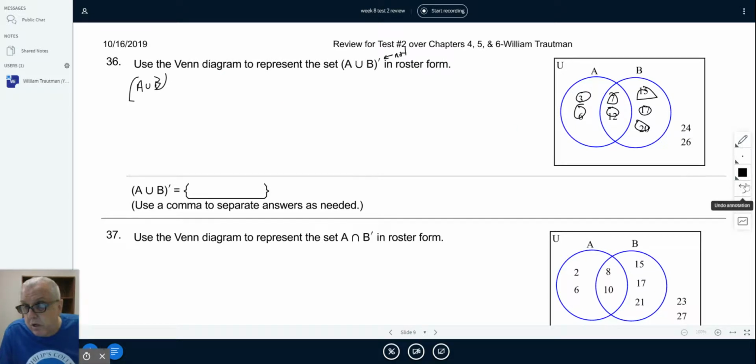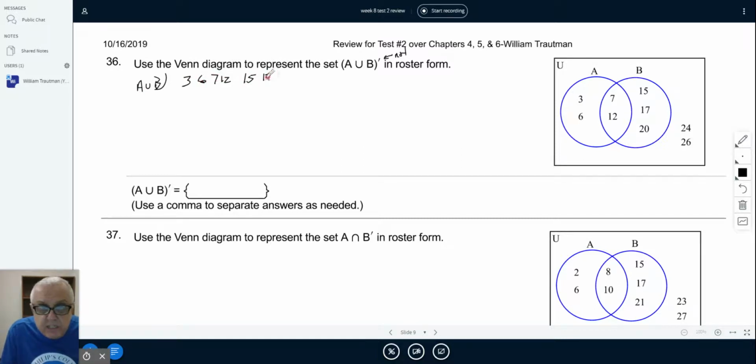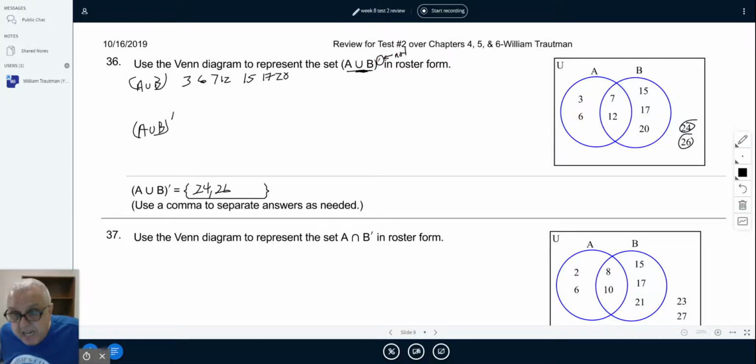Those are all the numbers in A and B: 3, 6, 7, 12, 15, 17, and 20. But the problem asks not A union B, so what's not in them? Well, the only things not in a marriage of A and B are 24 and 26. So first you have to figure out what's in A and B, and then this says I only want things that are not in A and B. So the answer is 24 and 26. Those are not in the circles of A and B.